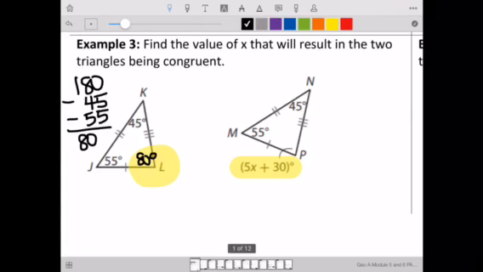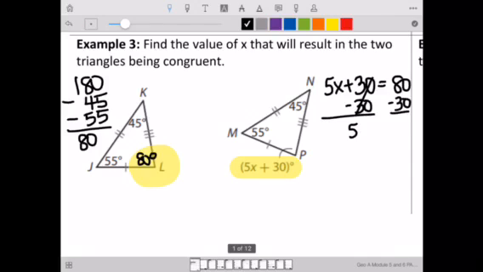So when we set up our equation, we want these two things to be congruent. So we want them to be equal. So 5x plus 30 equals 80. Subtract 30 from each side. 5x equals 50. And then divide by 5. So x equals 10.